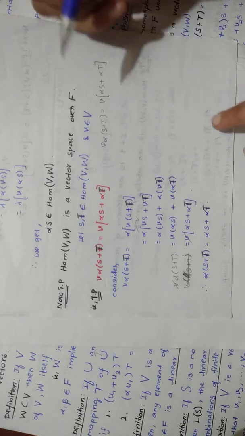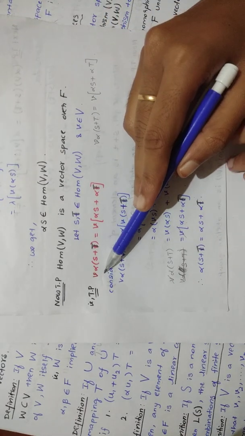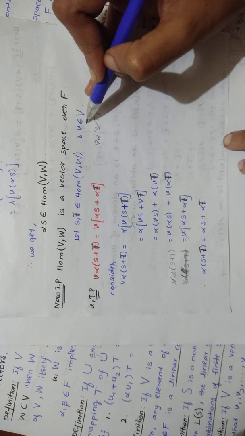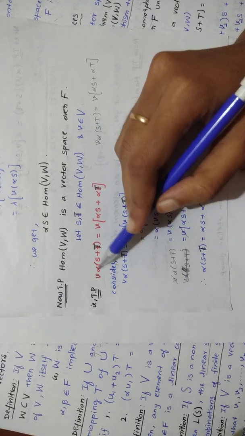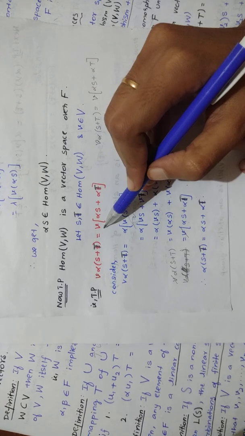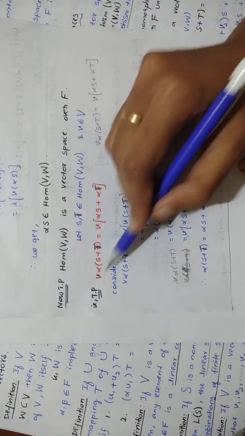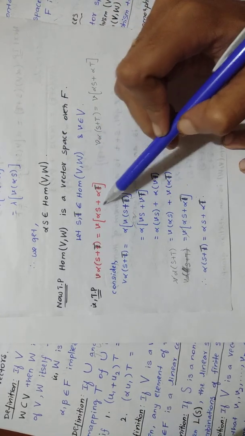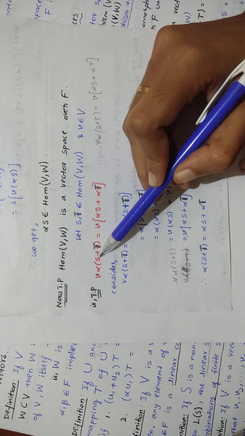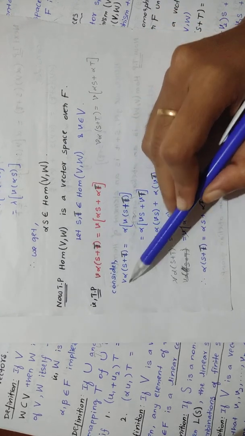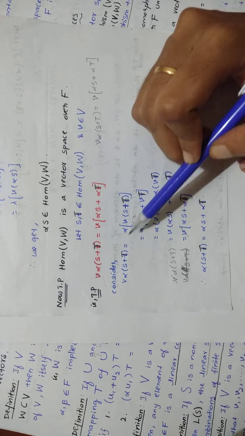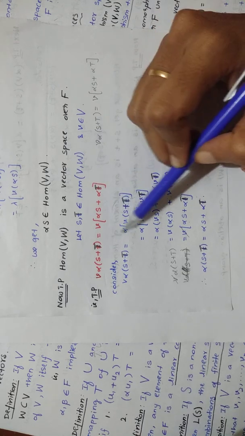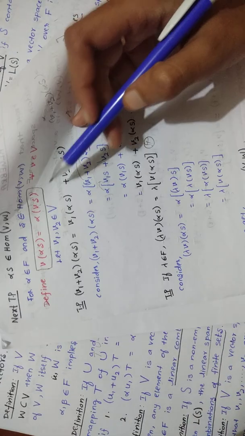So let me explain what they are. Let S, T belong to Hom(V, W) and v belong to capital V. To prove v(α(S+T)) is equal to v(αS + αT). This is the first condition to say a non-empty set is a vector space, so you have to prove this first. Consider the left hand side: v(α(S+T)) is equal to, with α outside, v(S+T). You are writing this in this format.